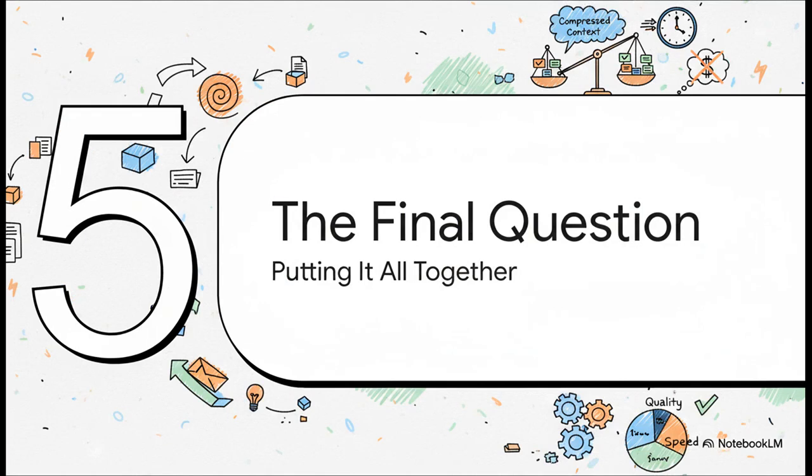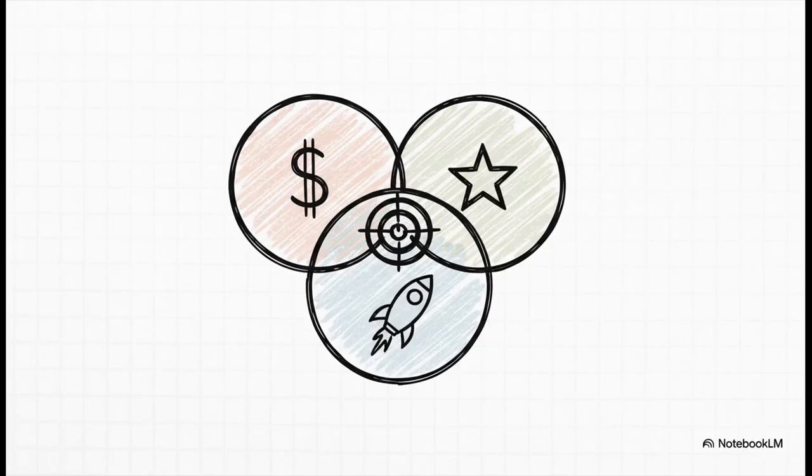All right, so we've covered the why, the what, and the how of context compression. Let's wrap it all up and tackle that one final, all-important question. So, after all that, what's the best compression tool? The answer is there isn't one. The best tool is the one that's right for your project. It all comes down to finding your unique balance point between three things: cost, quality, and speed. How much can you spend? How fast does it need to be? And how perfect does the answer have to be? Your perfect strategy is the one that nails that balance for you.